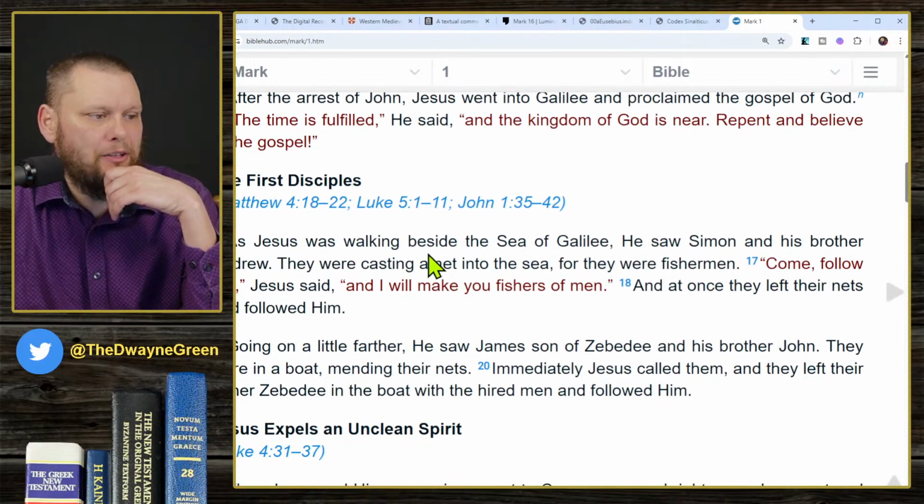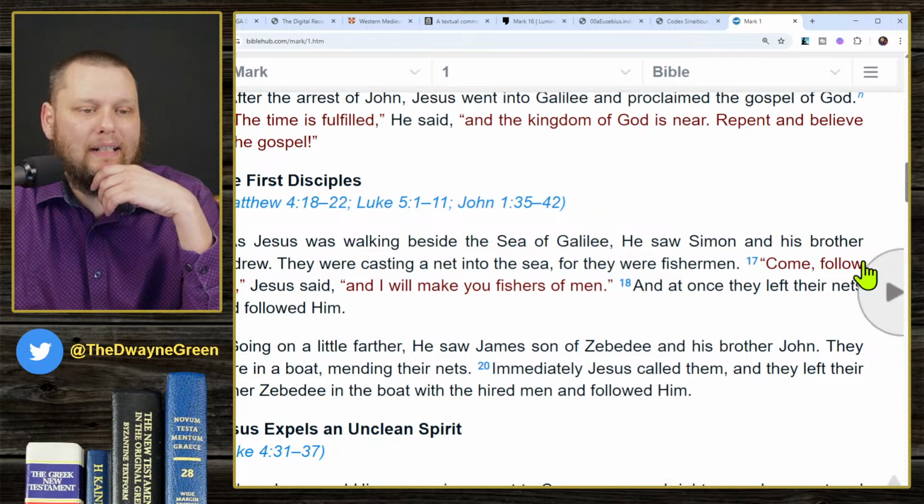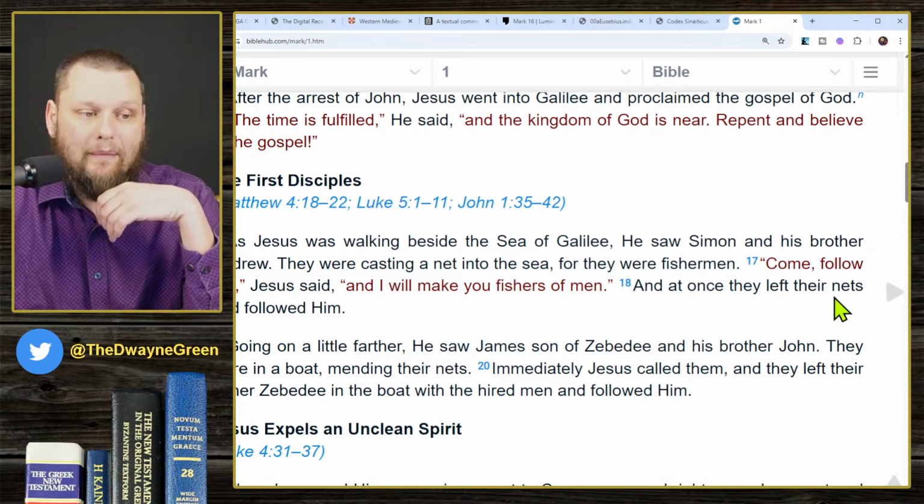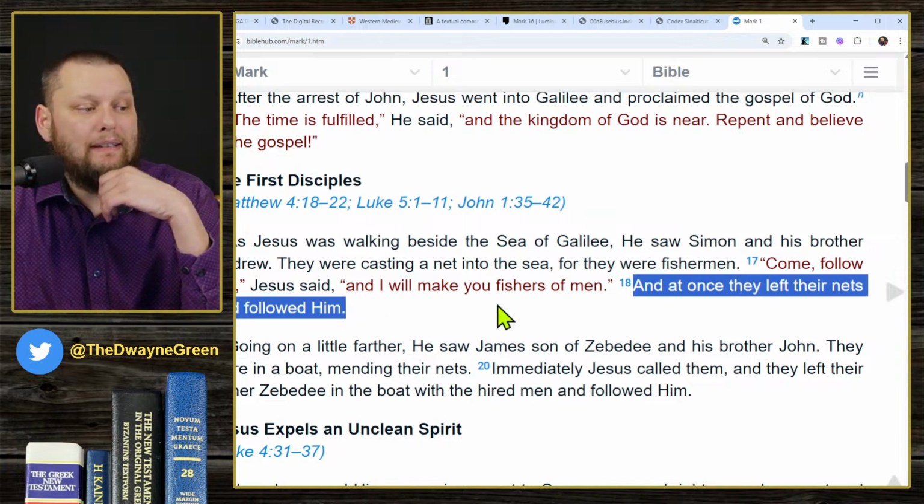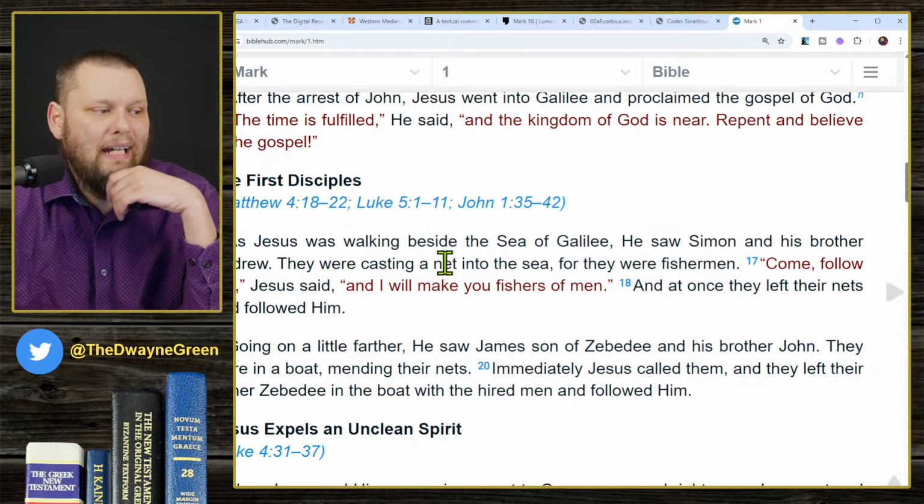So as Jesus walked along the Sea of Galilee, he saw Simon and his brother Andrew. They were casting a net into the sea, for they were fishermen. We all know that. And then Jesus says, "Come follow me, and I will make you fishers of men." And then verse 18, it says, "And at once they left their nets and followed him." So in Codex D, it doesn't say, "And at once they left their nets and followed him." It says, "And at once they left all and followed him."